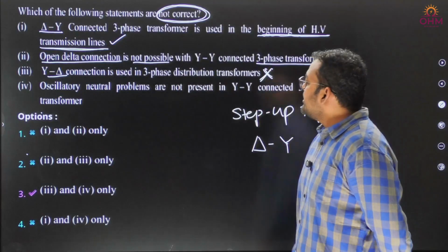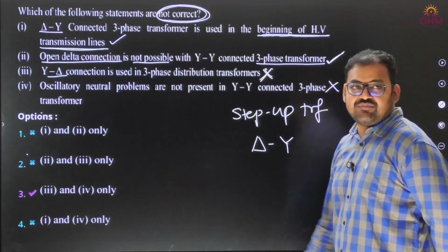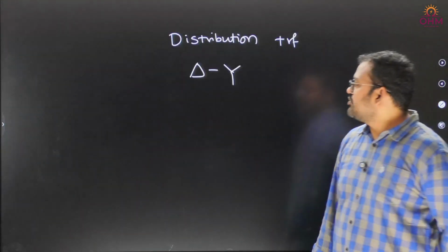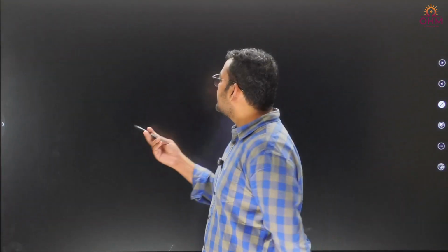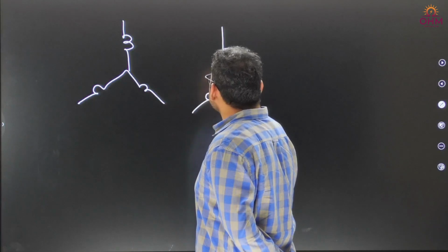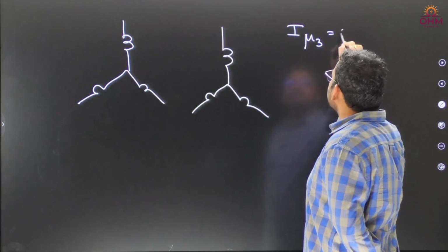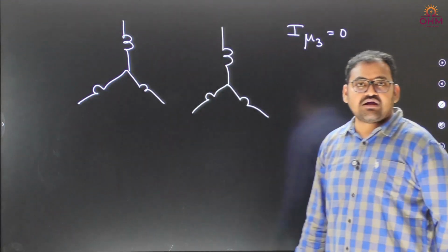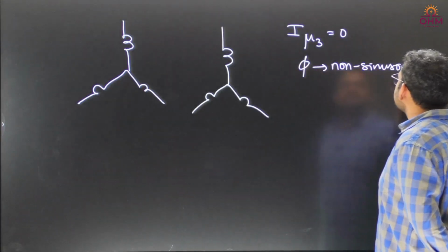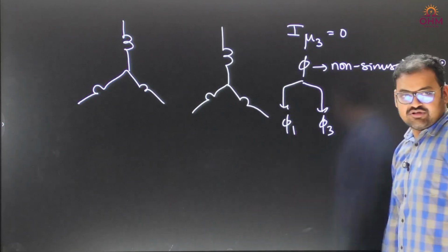Fourth one, oscillatory neutral problems are not present in star star connection. This is a wrong statement. Why? Because if it is a star star connection, definitely the oscillating neutral concept will come into the picture. Those who attended class generally will have studied this. If primary is a star connection, secondary is also a star connection, in this case third harmonic magnetizing current cannot circulate. If third harmonic magnetizing current cannot circulate, flux becomes non-sinusoidal. The moment flux becomes non-sinusoidal, it can be resolved into 2 components, fundamental flux and third harmonic flux.